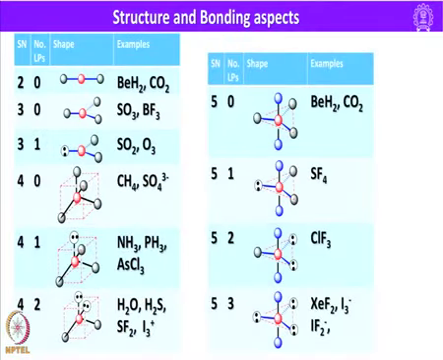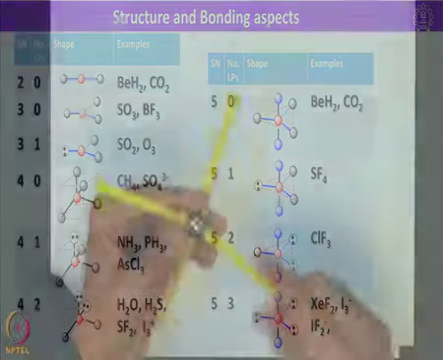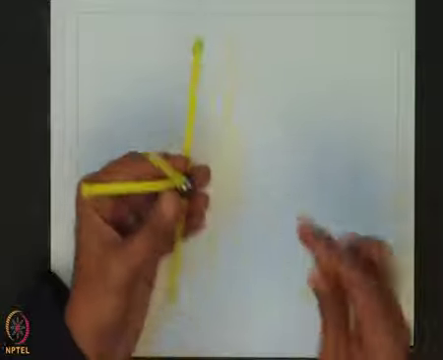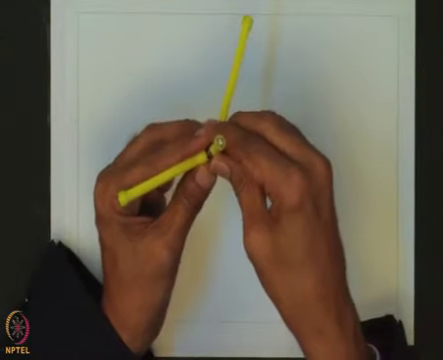And when we have steric number 5 and the number of lone pairs is 2 and bonded pairs is 3, then we have a T shaped molecule. For example, ClF3 is an example for this one. The same analogy one can use here. For example, we have trigonal bipyramidal geometry here.